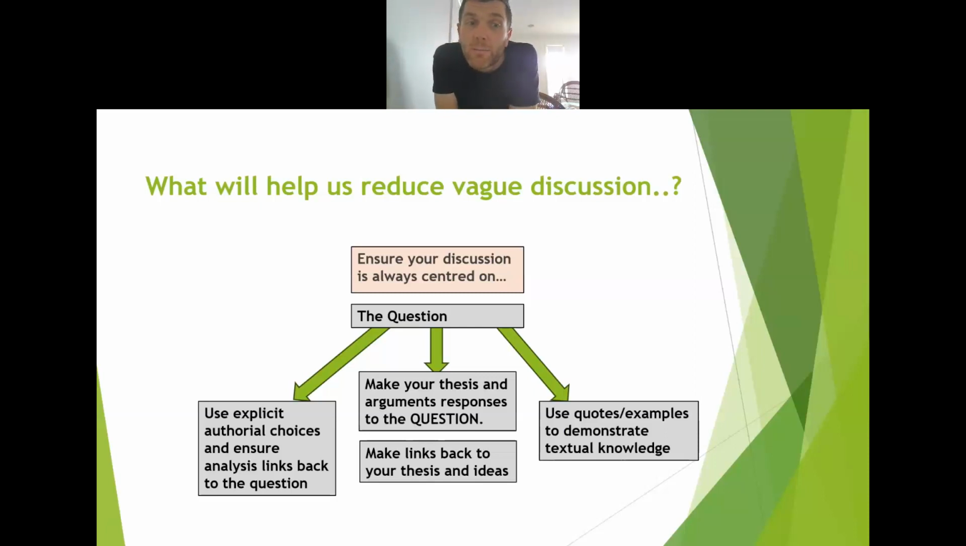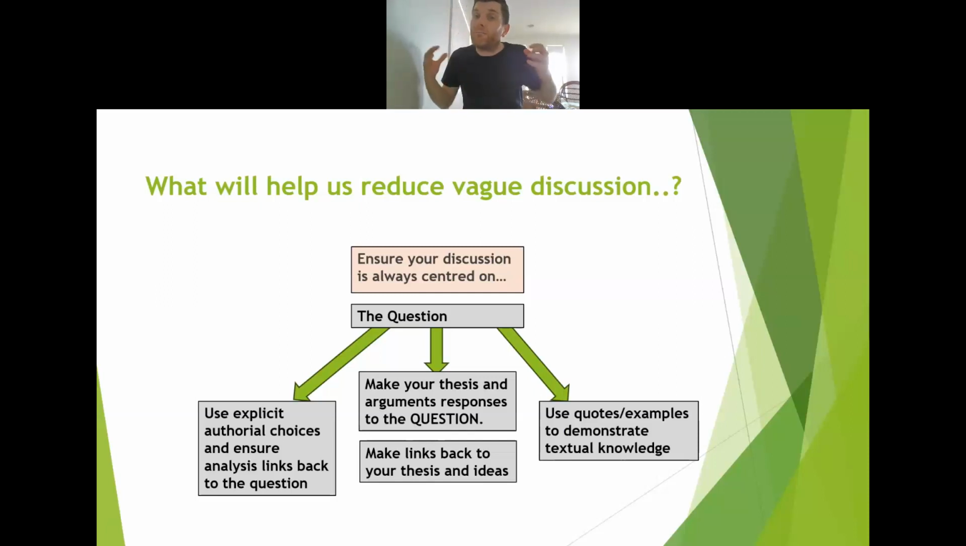So making sure that we're being explicit with our choice of authorial choices, making sure our analysis links back to the question, make your thesis and arguments responses to the question, but that we're using quotes is all going to help us to reduce vague discussion. But the real thing that's going to help us is just asking those questions. Is this linking back to the question? And how can I flesh my ideas out more?